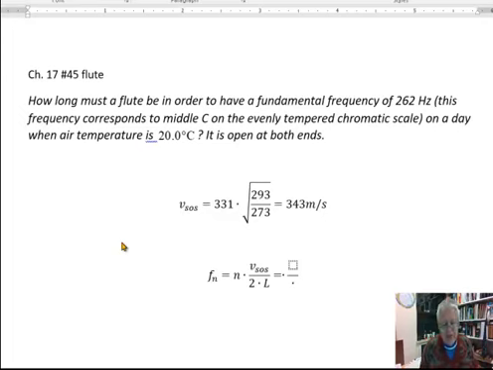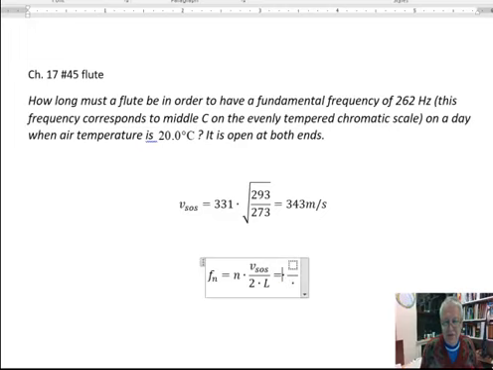N equals 2 is the second harmonic, which is also the first overtone. N equals 3 is the third harmonic, which is also the second overtone. Get a little confused there, right, between overtone and harmonics. I guess these are musical terms. So that one is then the number of the harmonic or the overtone times the speed of sound divided by 2 times the length of the tube.